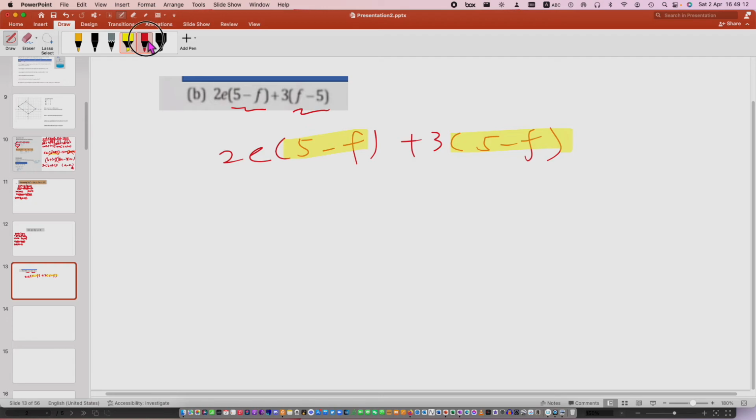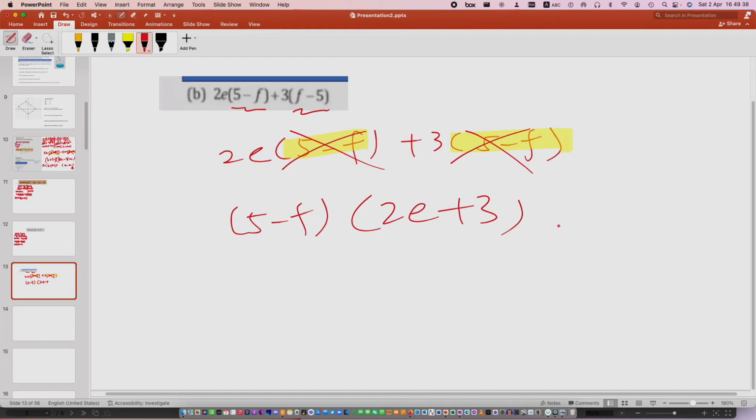By the way, if this is a bracket, can you split this or not? Cannot. When you have a bracket, it means it's one whole, not separable. So don't separate. You see that 5 minus f, so you take it out with the bracket, so gone. So 2e plus 2. Done.